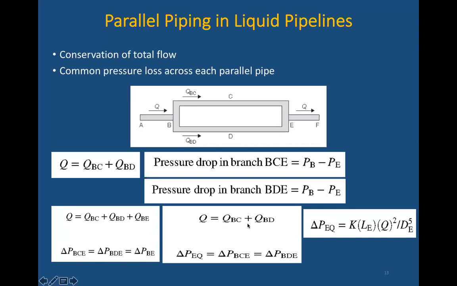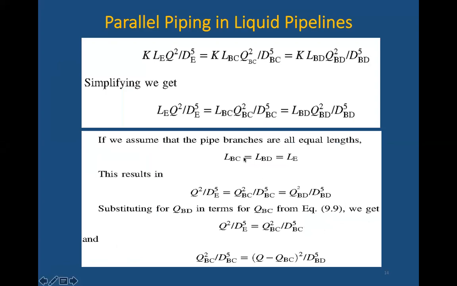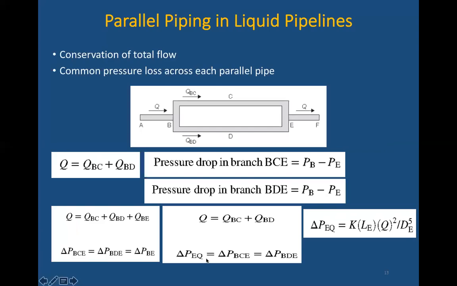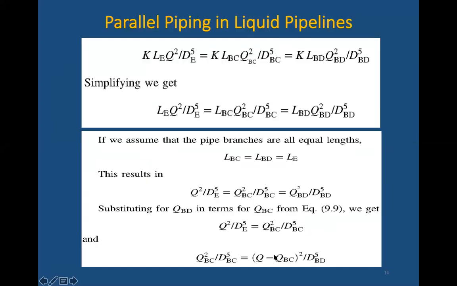So all are the same. Now, using the same equation, like 8.14, you get delta P equal to K into LE Q square by D to the 5. This is not for your derivation, but this is the final equation. From here, we can move to the other equation once we put this value for PBC and PBD. Now if we simplify, K is the same everywhere, so LE Q square by D to the 5, LBC QBC square by DBC to the 5 equal to LBD QBD square by DBD to the 5.